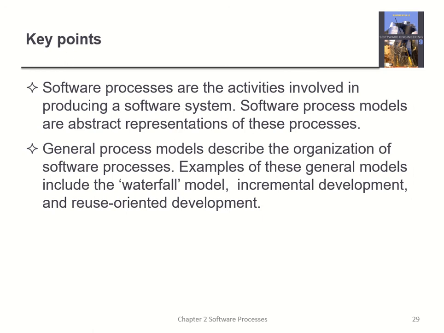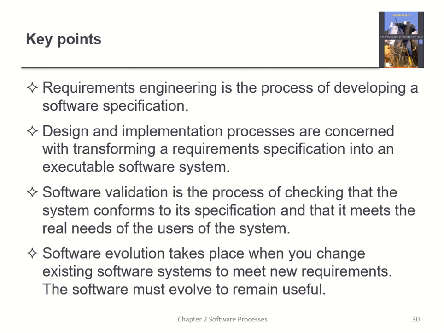So the key points of this chapter is that the software processes are the activities involved in producing a software system, and the models are abstract nga representation of these processes. So the general process model describes the organization of the software process. Example of these models include the waterfall, incremental, and reuse-oriented development. So again, class, mga summary na lang ni siya, no? Ayan.